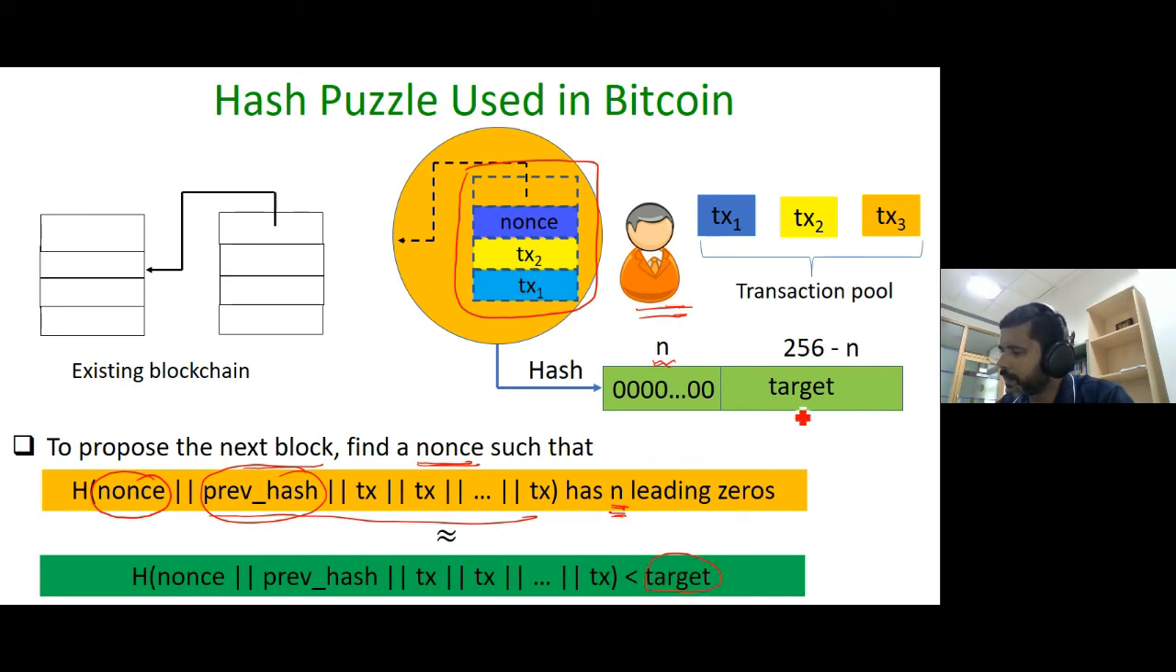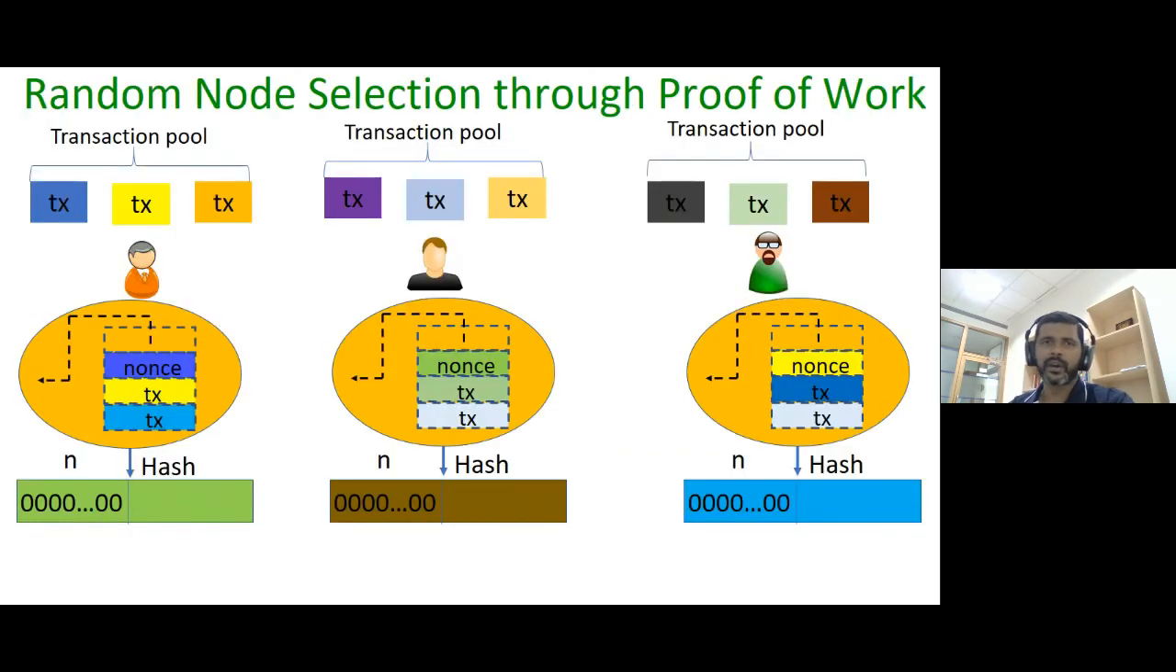And the target value will be as determined by the remaining 256 minus n bits. If I can find such a nonce, then basically I have solved the puzzle, and then I can consider myself to be elected for proposing the next block in the blockchain. So how exactly does the random node selection work?